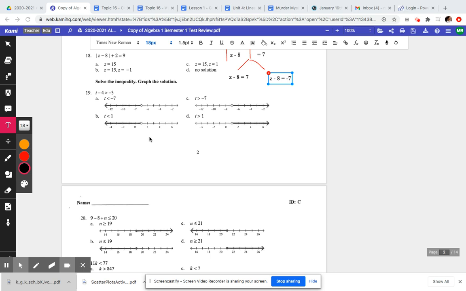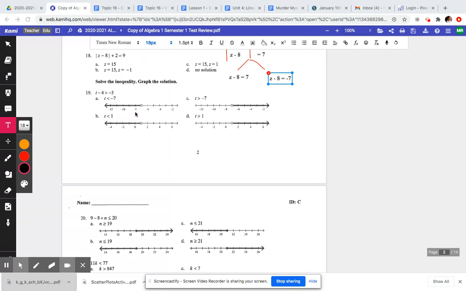All right, let's look at inequalities. We haven't looked at these in a while. So, same process. Your greater than or less than signs are kind of like equal signs. So if we're looking at t minus 4 is greater than -3, all we do is add 4 on both sides.